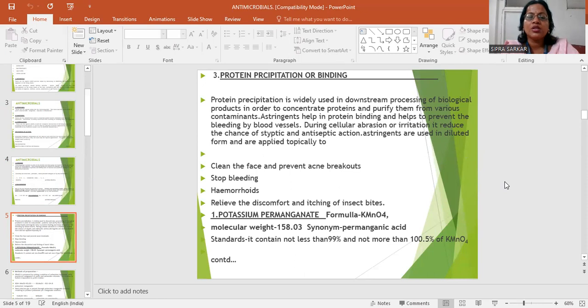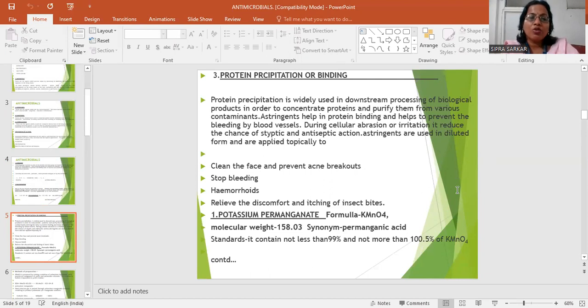They may be used as the styptic alum in the solid form or as a liquid like cologne. So they are used to clean the face and prevent acne breakouts, as well as for hemorrhoids also. And they relieve the discomfort and itching of insect bites. If there is any insect bite, like from a bee, they will also reduce that protein or enzyme from the surface of the skin. Okay? So this is one of the important agents. Like one of the agents is potassium permanganate, that is used for cleaning and disinfection.